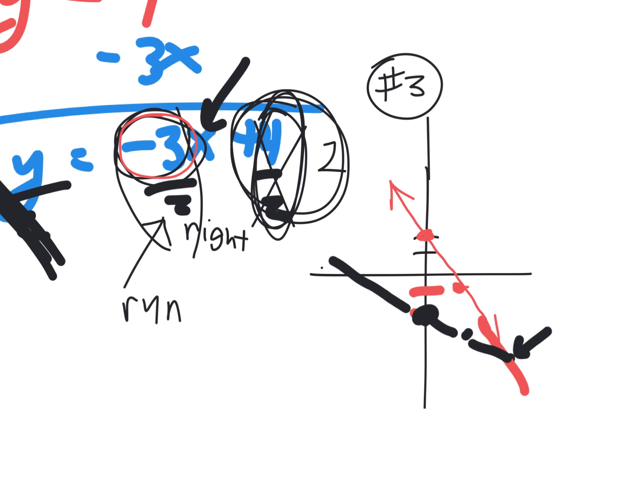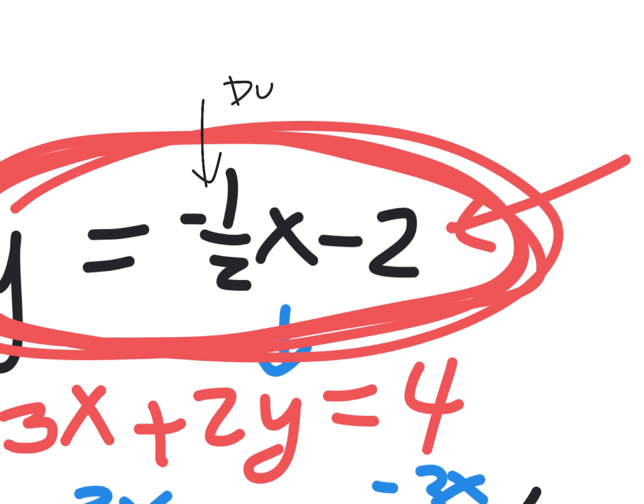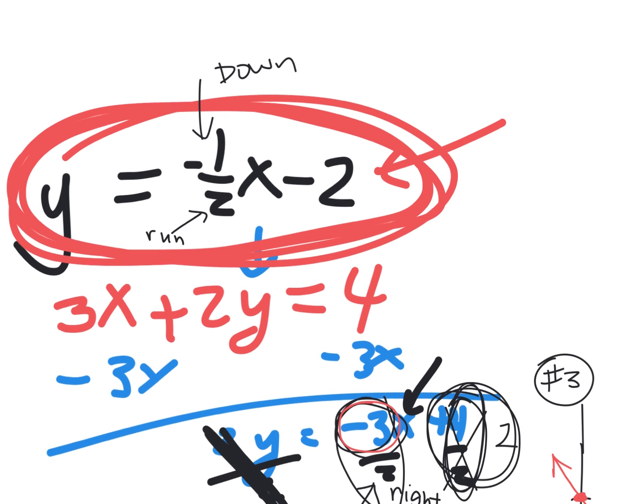Down 1. This right here is down 1. And run 2. Over 2. Right 2 would be another way to say it. Okay, I think you're getting the idea.